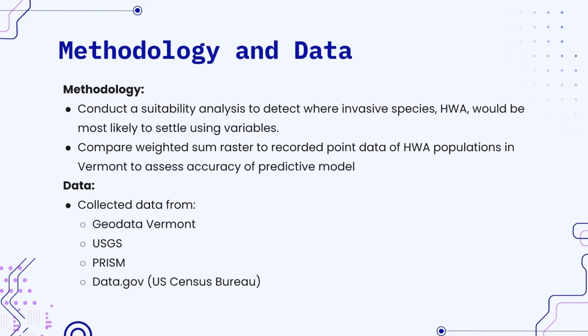This is based off a study by Kusikska in their article on assessing the potential distribution of invasive alien species, Amorpha fruticosa, in the Mers floodplain natural park in Romania, and they used GIS and logistic regression for this study. And we additionally used the lab from Intermediate GIS, which worked on bobcat modeling and used a similar suitability analysis. In terms of data, we got data from Geodata Vermont, the United States Geological Survey, PRISM, which is out of Oregon State University, as well as data.gov, which is data from the Census Bureau.